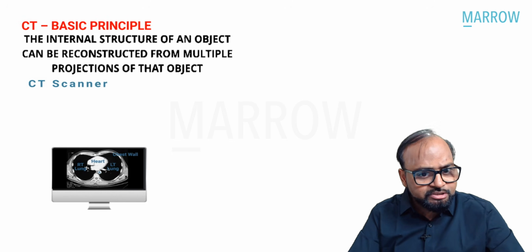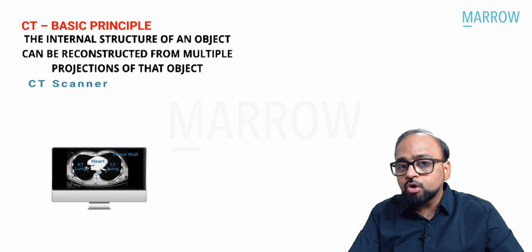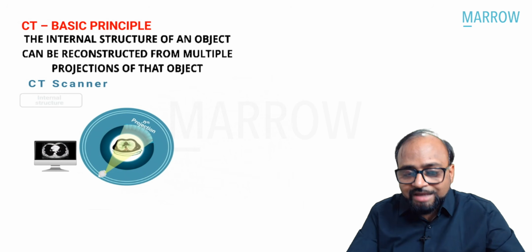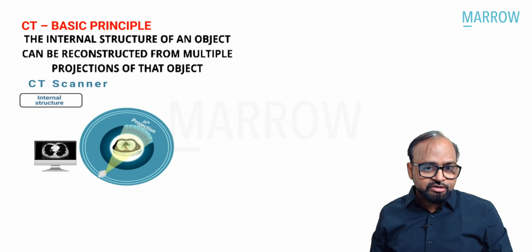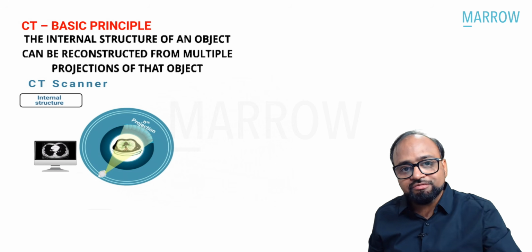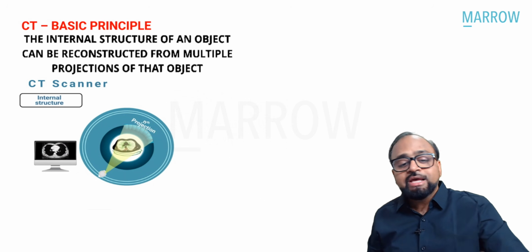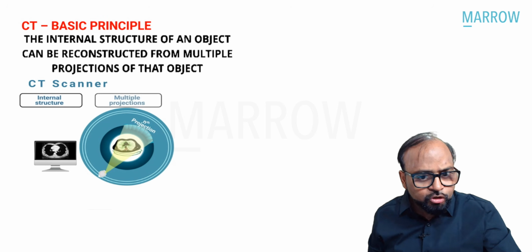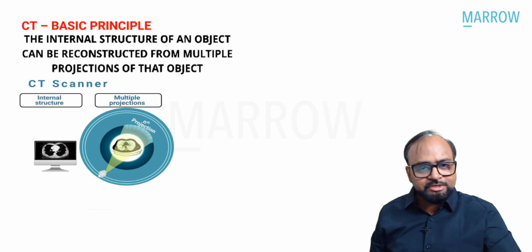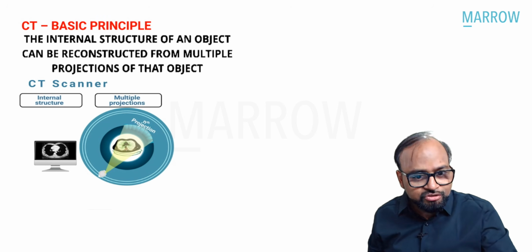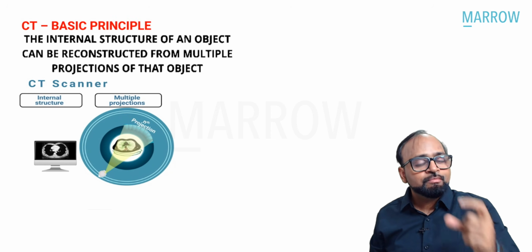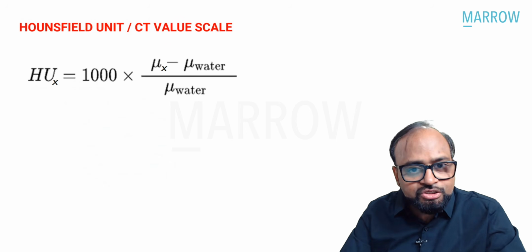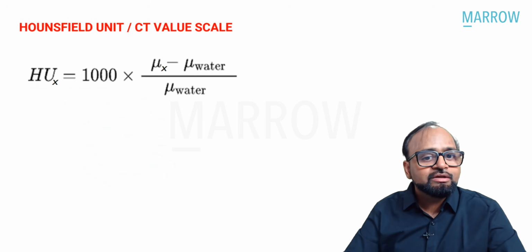So what this image is actually showing you is the internal structure of the patient's body, isn't it? And this internal structure has been reconstructed from what? This internal structure that we are able to see is being reconstructed from n number of projections of that particular patient's body, isn't it? What is the basic principle of CT scan? The basic principle of CT scan is that the internal structure of an object can be reconstructed from multiple projections of that particular object.